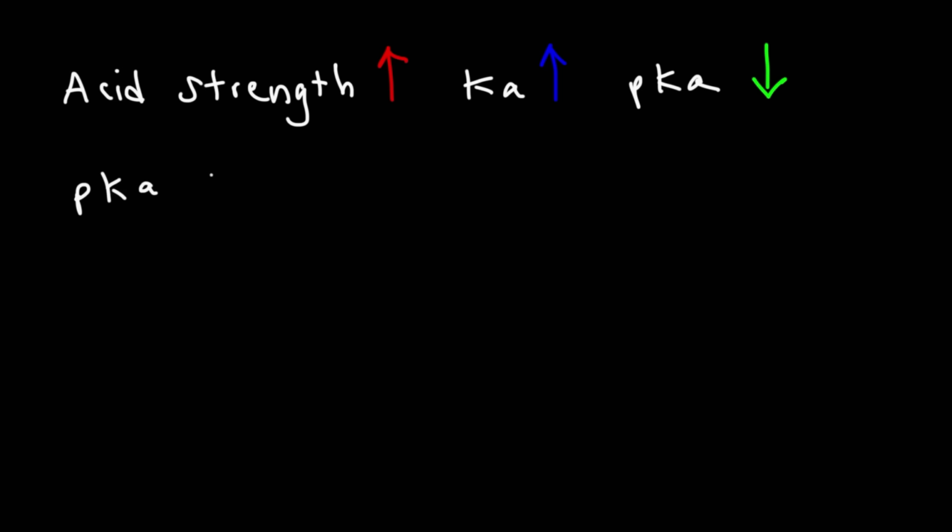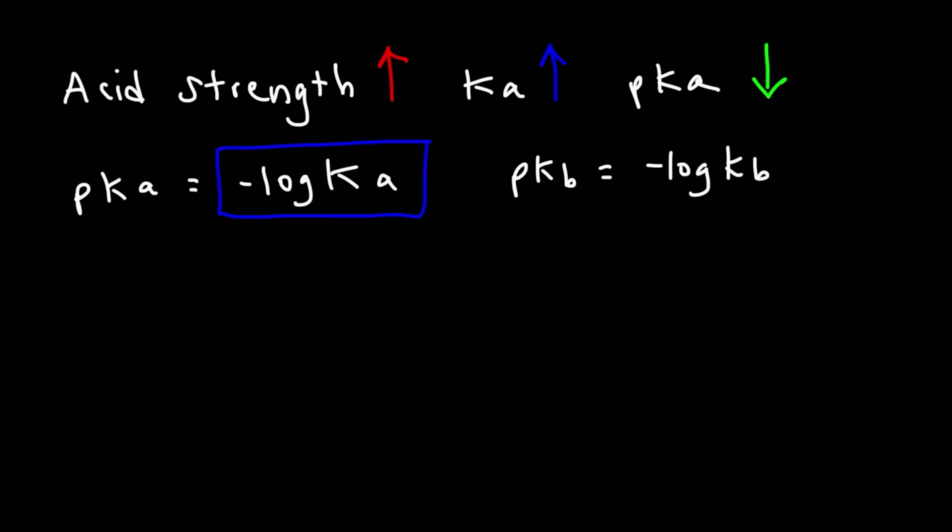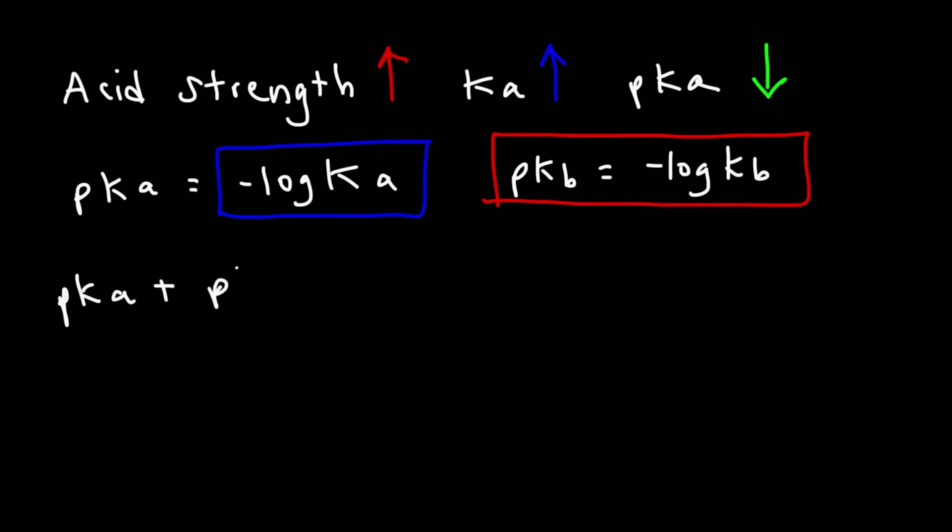pKa is equal to negative log of Ka. And pKb is equal to negative log Kb. So you want to add these formulas to your notes if you haven't done so already. Now, the pKa plus the pKb, these two, they add up to 14 at 25 degrees Celsius.